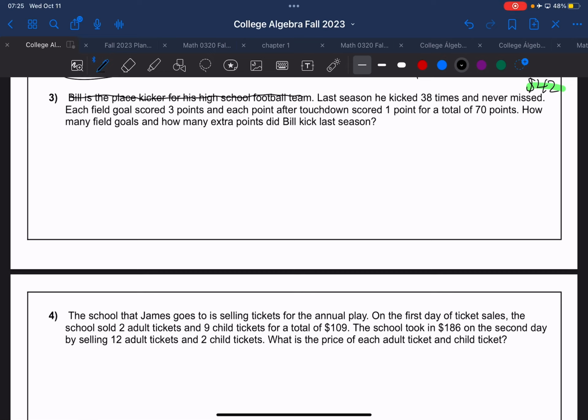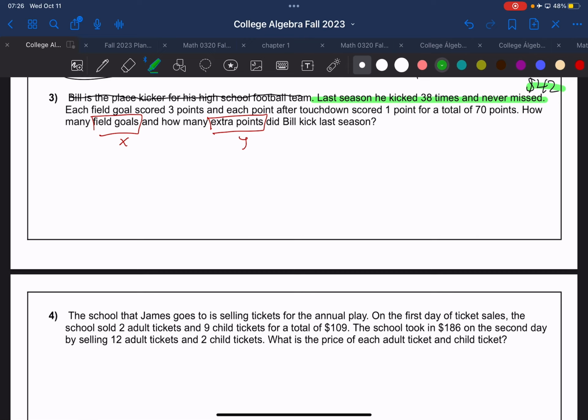So what are our two variables here? What are the two things they're asking us in that question? Good. They're looking for the field goals. So let's go ahead and call that X. And the extra points, which is Y. So the first equation comes from this sentence. Last season, he kicked 38 times and never missed.